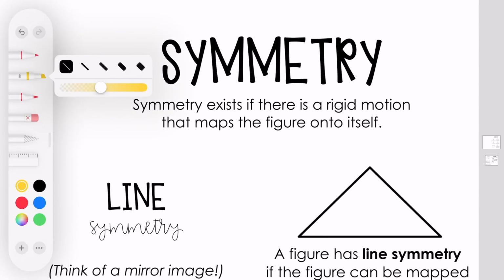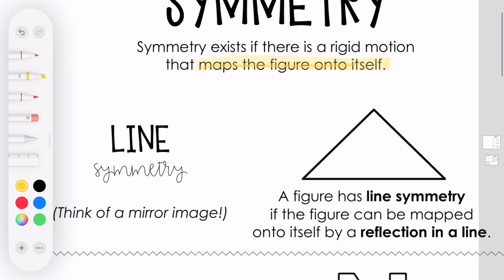Hey everybody, so we're going to be talking about symmetry today. Now, you guys are used to that, and symmetry exists if there is a rigid motion that maps the figure onto itself. Now, there are three different types of symmetry.